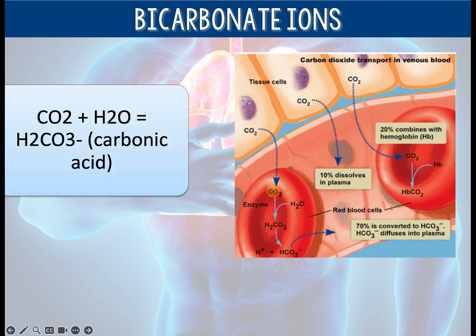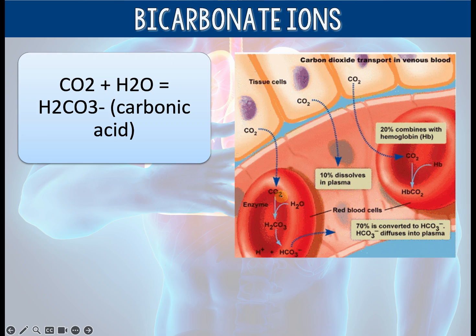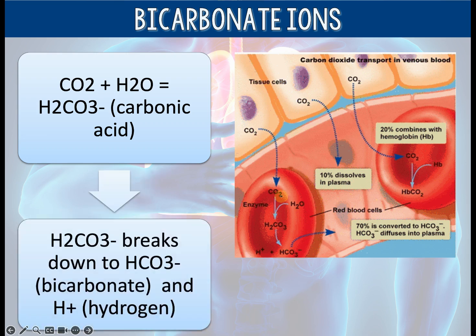Bicarb ions are formed from the combination of CO2 and water. So when your cells produce CO2, it combines with water and produces carbonic acid, or H2CO3. And then that carbonic acid breaks down into HCO3 and hydrogen. So carbonic acid is formed when CO2 is produced by your cells. It combines with water and turns into carbonic acid. That carbonic acid breaks down to bicarbonate and hydrogen.